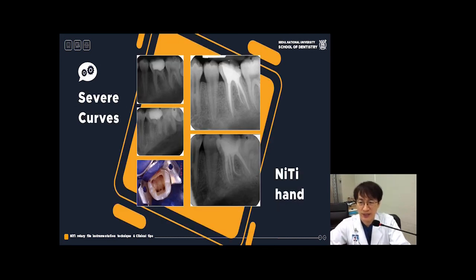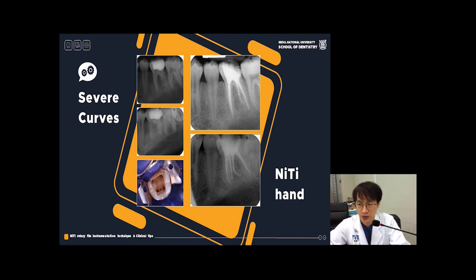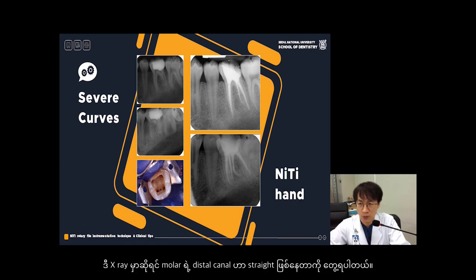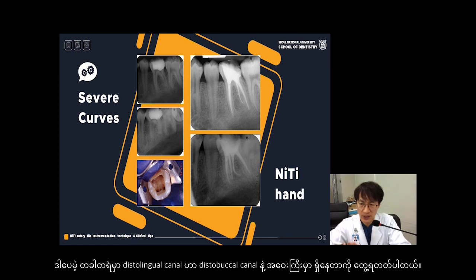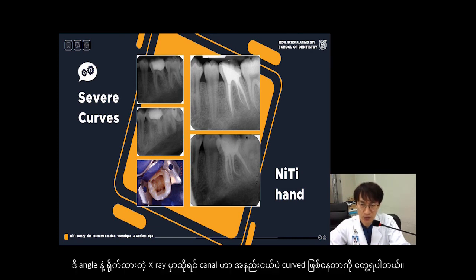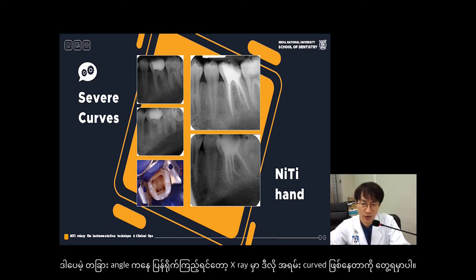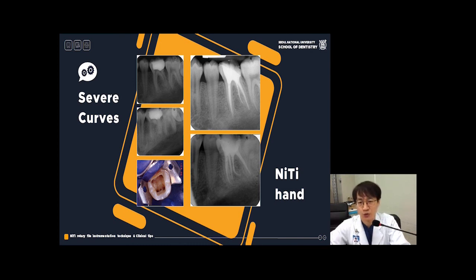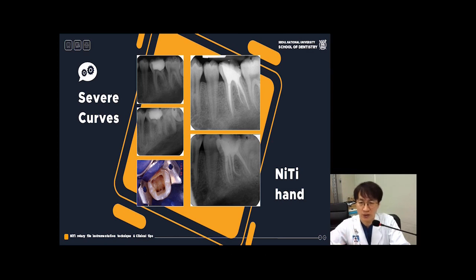Severe curvature is not seen by X-ray. So X-ray shows that it's straight in the distal canal with the molar tooth, but sometimes with the curve with the canal in the distal lingual canal, it is really away from the distal buccal canal. Once you get an X-ray in this angle, it shows like a little bit of curvature, but you took an X-ray with another shift angle, you're going to have a severe curvature like this. So you should be very careful not to force or not to rush to this kind of curve.